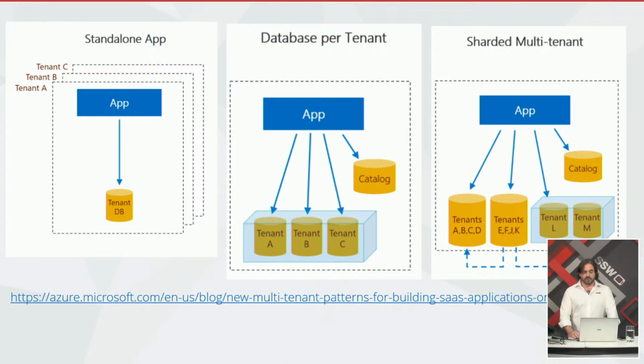Another option is shared multi-tenant. In this case, you have multiple databases, but that's more for scaling rather than isolation. In this model, in this example, we've got tenants A, B, and C in one database. We've got tenants E, F, J, and K in another. Then we've got L in its own database and M in its own database. So you can provide different levels of isolation. They may correspond with different pricing tiers, different privacy tiers. But you've still got the one shared app over the top, and you've got a catalog so that when people log in, the app knows where to get that user's data and knows which tenant they're in.